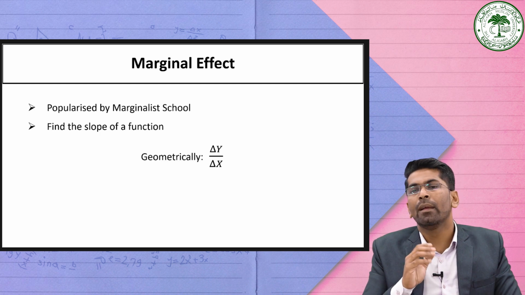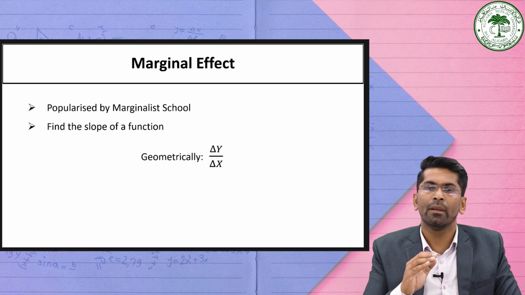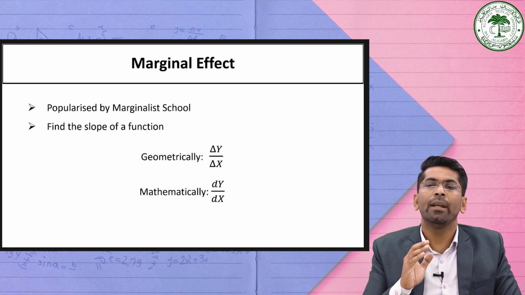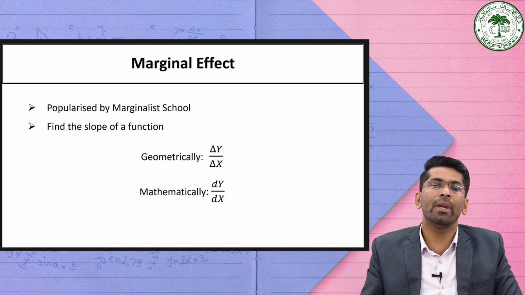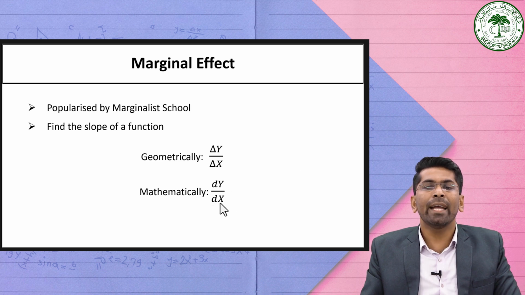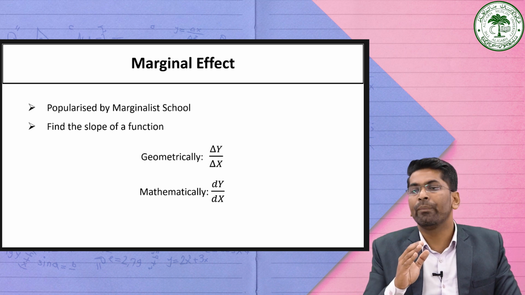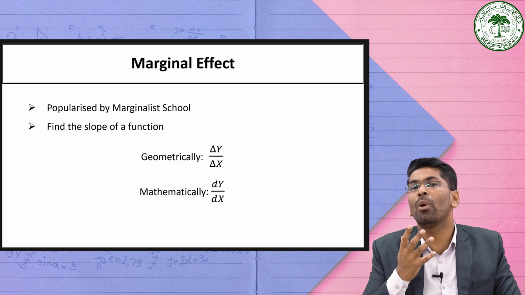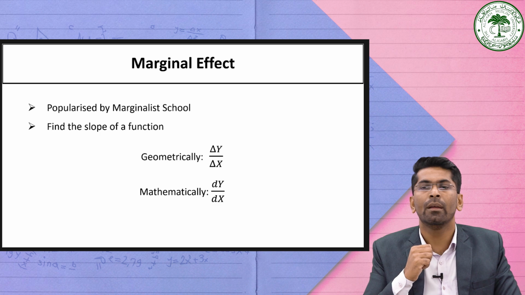And mathematically, the marginal effect is the first derivative of the function, that is dy by dx, the derivative of y with respect to x, which measures how a small change in x changes y. So in geometry, the first derivative of the function is nothing but the slope of the curve. It is the slope of a function, or the slope of a curve.